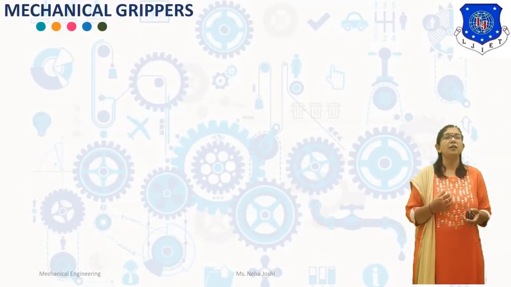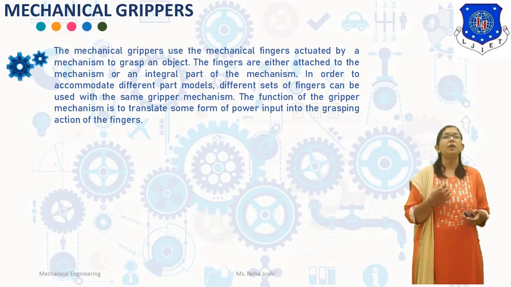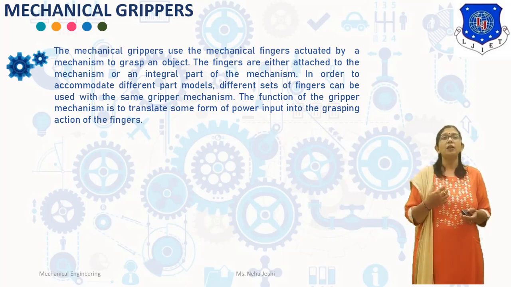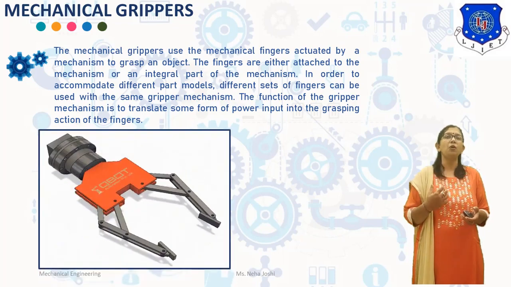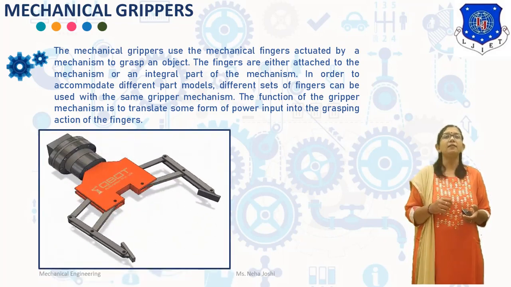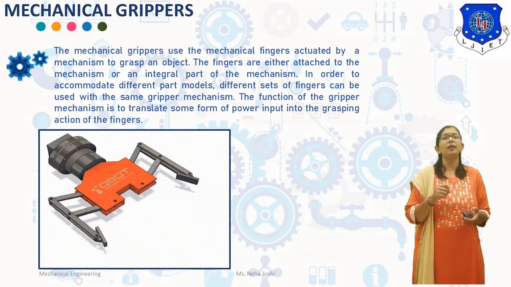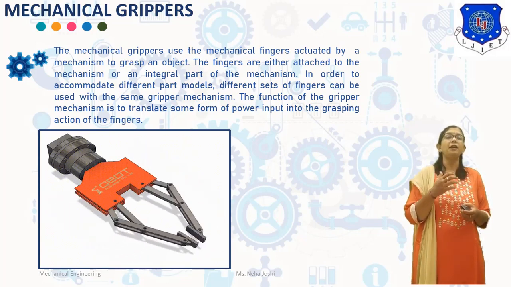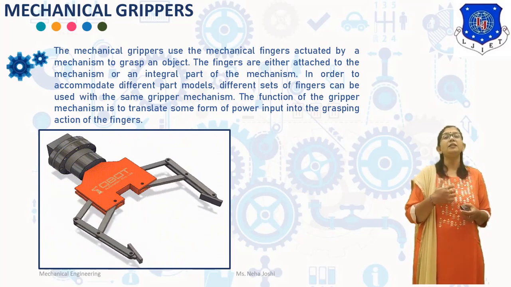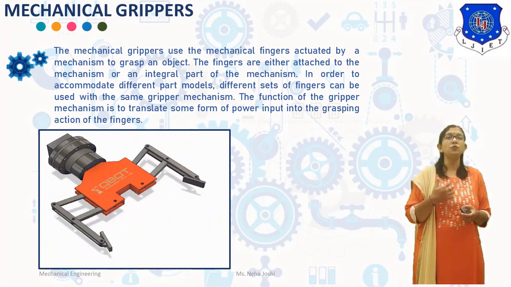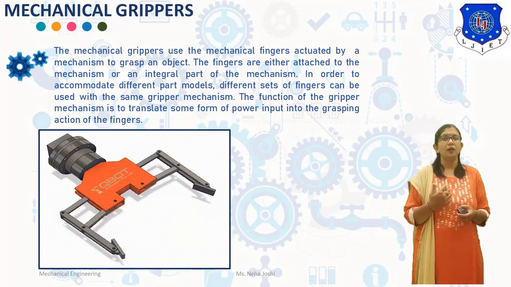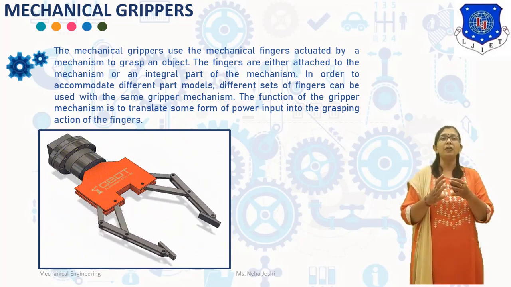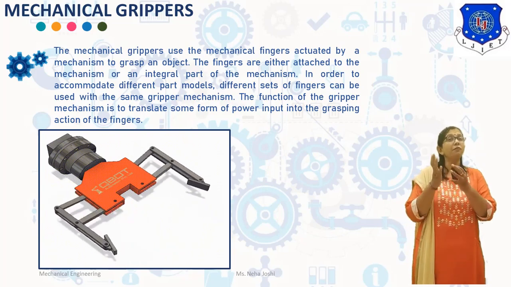Now what is a mechanical gripper? Mechanical grippers are mechanical fingers actuated by a mechanism to grasp an object. The fingers are either attached to the mechanism or an integral part of the mechanism. In order to accommodate different part models, different sets of fingers can be used with the same gripper mechanism. The function of the gripper mechanism is to translate some form of power input into the grasping action of the fingers.